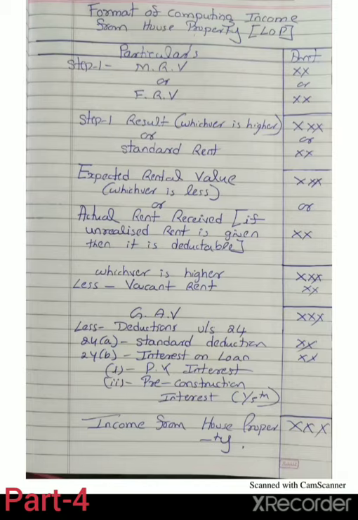Less deduction under section 24. 24A is the standard deduction. 24B is the interest on loan. There are two types of interest on loan. Previous year interest is fully deductible. Pre-construction interest is 1/5. After deducting 24A and 24B, the final result is called income from house property. So this is the format of computing income from house property in case of LOP.